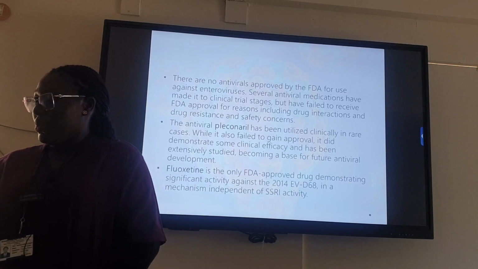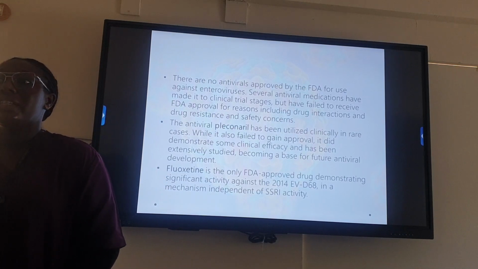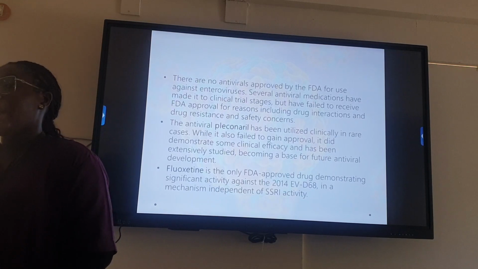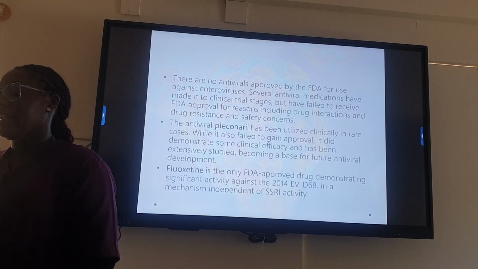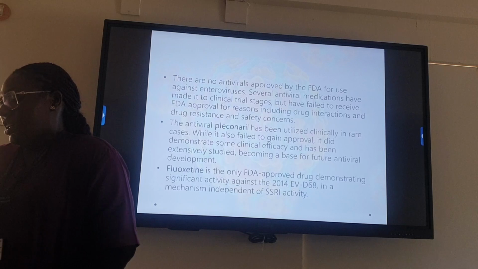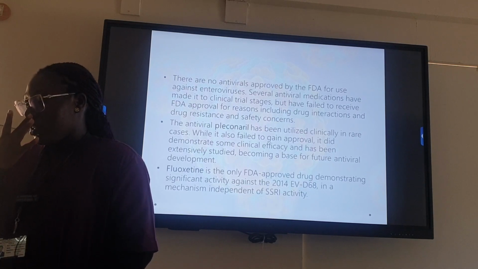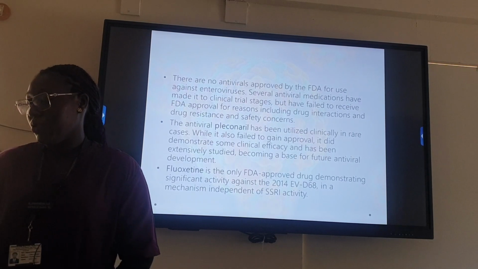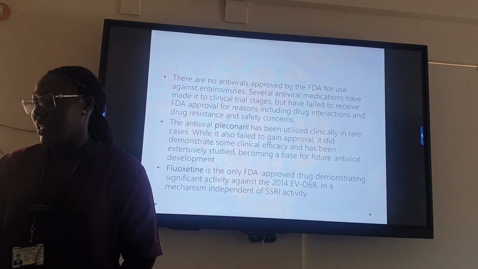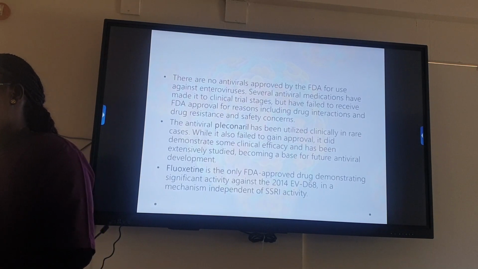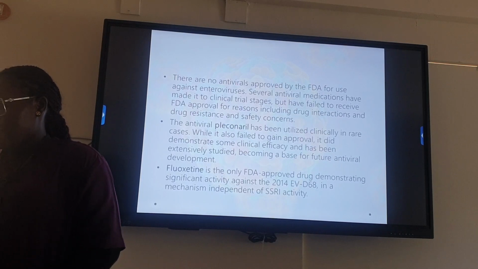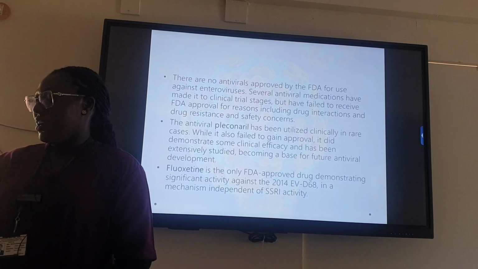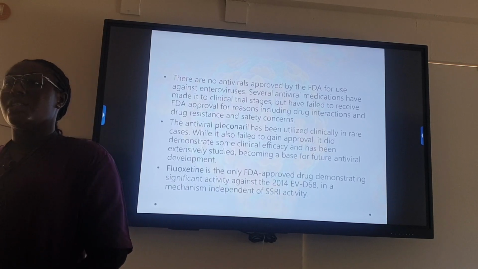But then there is the antiviral pleconaril, a capsid pathway inhibitor. It is used in patients to prevent acute asthma exacerbation or common cold symptoms in those who are asthmatic and have been exposed to the virus. Although it has been used clinically in rare cases, it is still awaiting approval. They did demonstrate some efficacy, becoming a base for future antiviral development. Fluoxetine is another drug demonstrating significant activity against enterovirus disease.